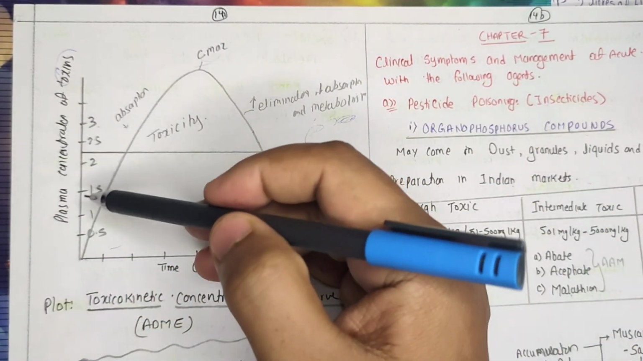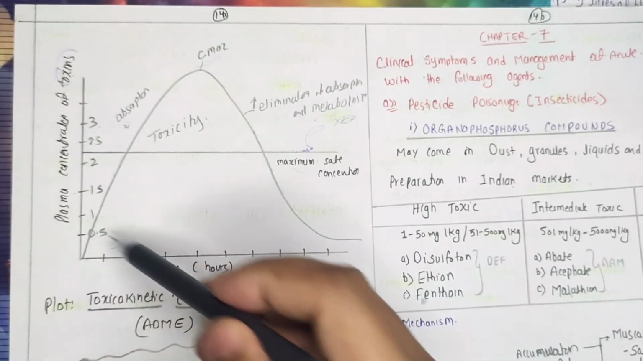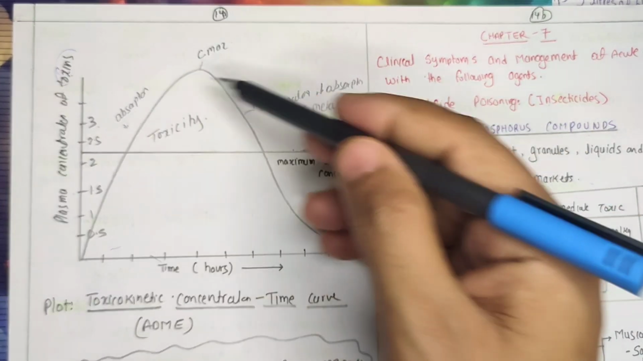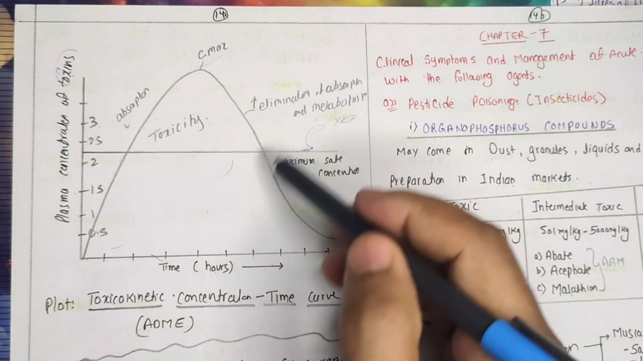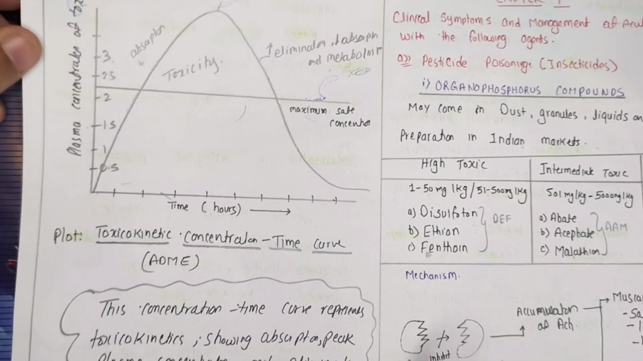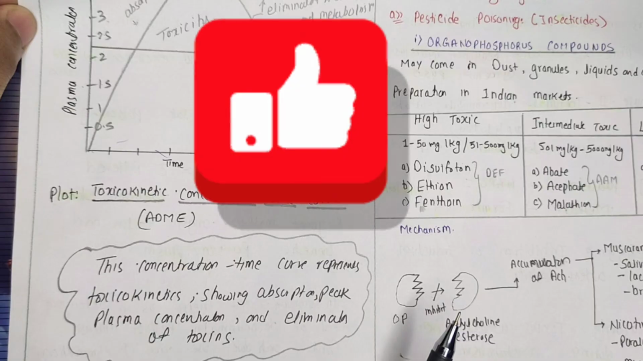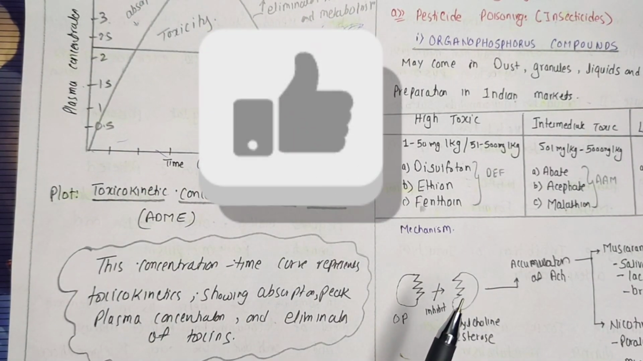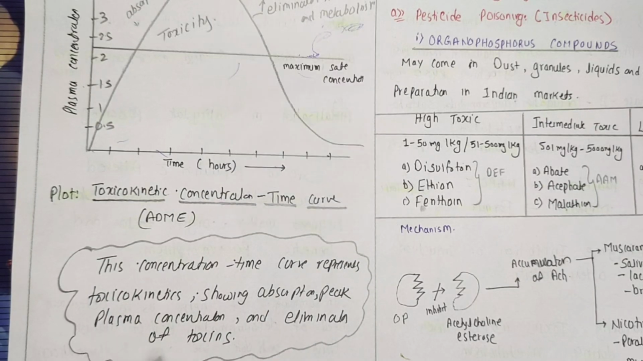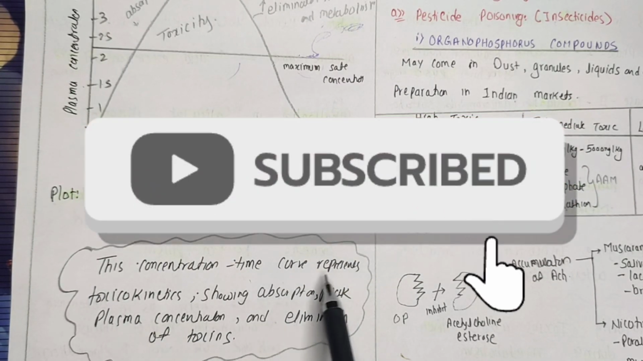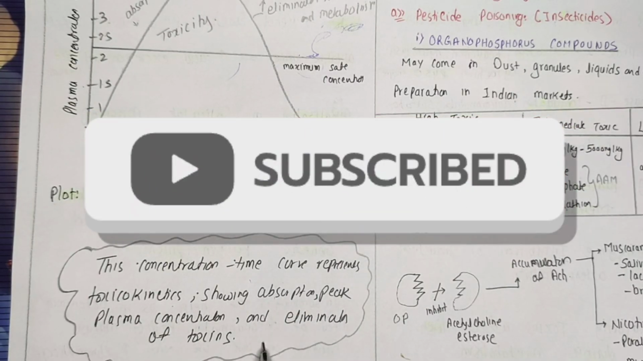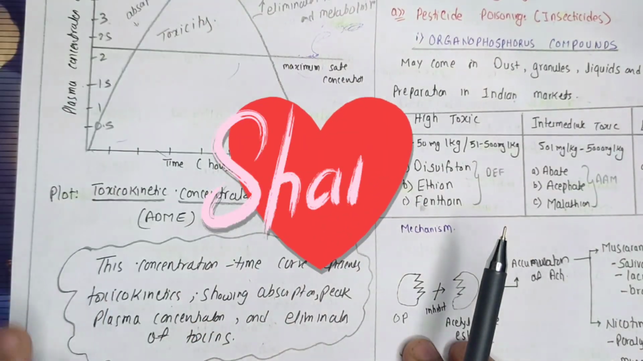This particular graph is the plasma concentration of toxins versus time plot. So if there are questions related to toxicokinetics, we need to draw this graph in our answer sheet, and explain all these parameters, what is the meaning of these parameters and how they denote the course of toxicokinetics, right? So what is the final take from today's class, that is toxicokinetics: the concentration time curve represents the toxicokinetics, showing absorption, peak plasma concentration and elimination of toxins, right? This is the particular graph.